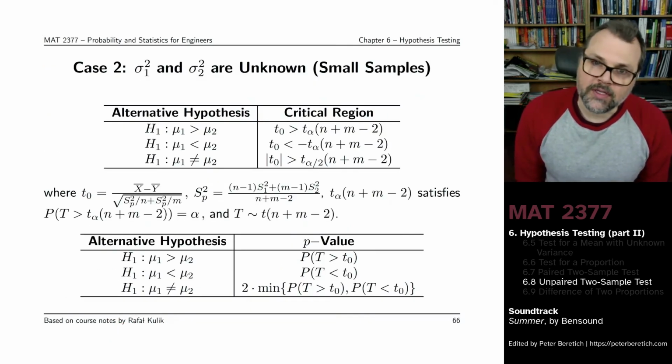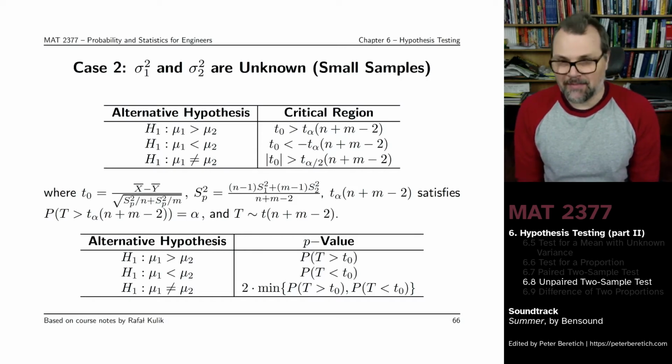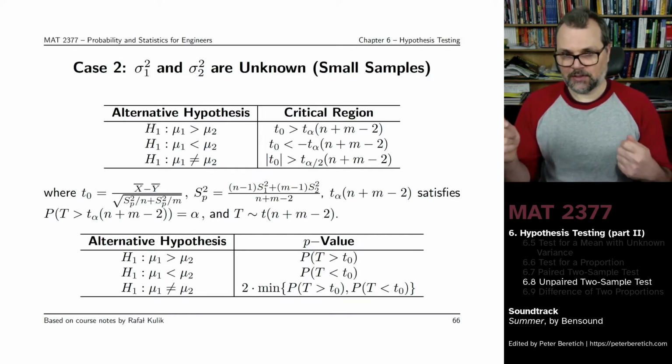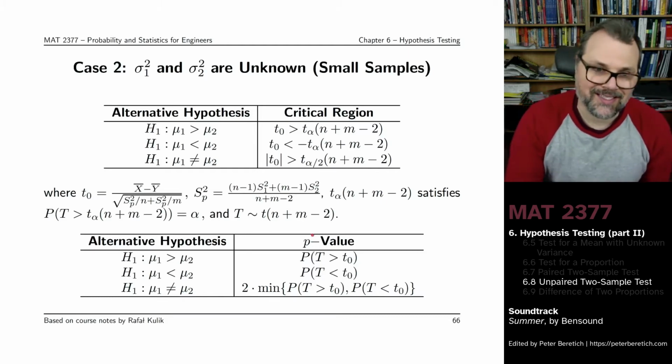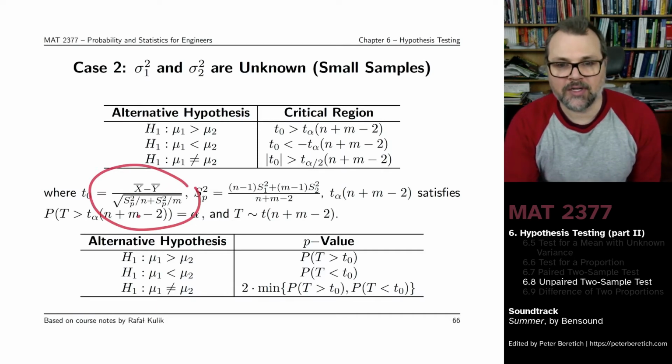If you do not know what the underlying variances are, but you have small samples, then your critical regions will be defined with the help of a student t-distribution with n plus m minus 2 degrees of freedom. Okay, so you have to take into account the sample sizes in both cases. The corresponding t-statistic is still x bar minus y bar, but now you don't know what sigma 1 squared and sigma 2 squared are, so you will replace that by what we call the pooled variance, sp squared, divided by n plus sp squared divided by m. That form hasn't changed much.